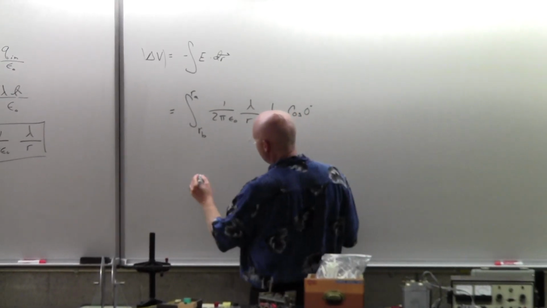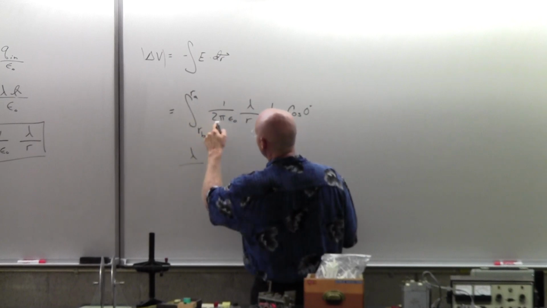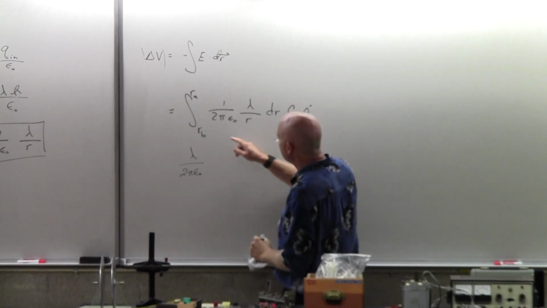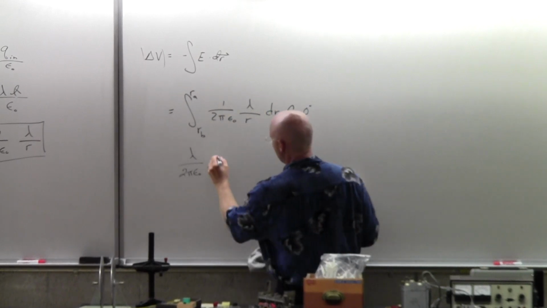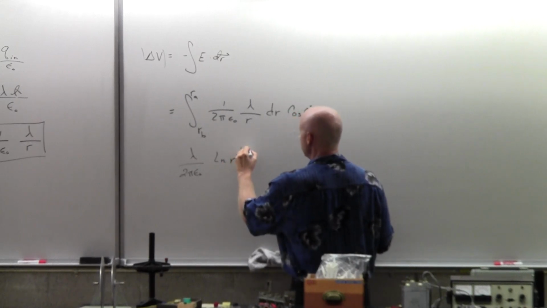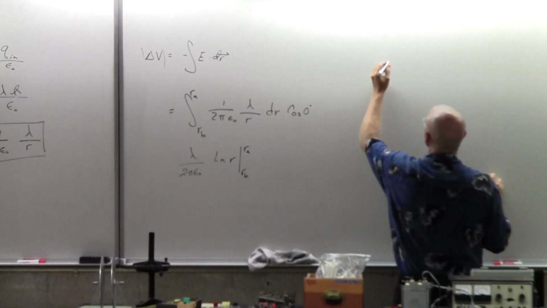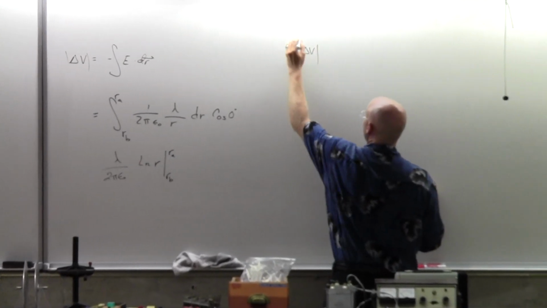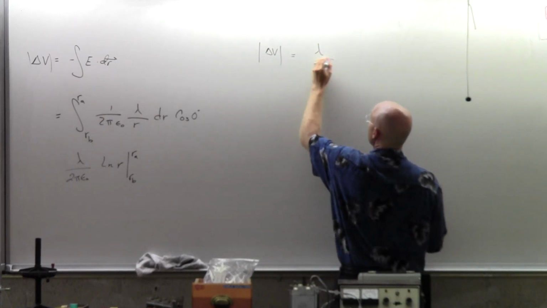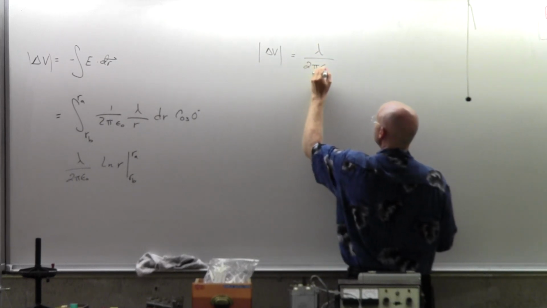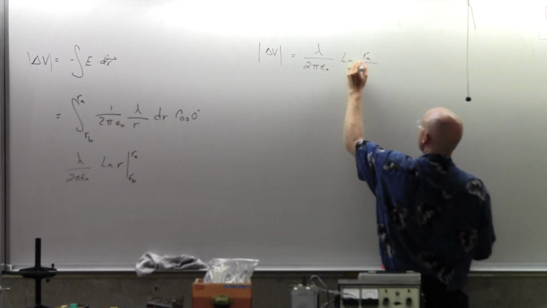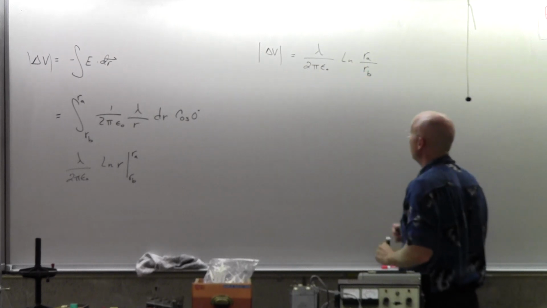And fortunately, it's not a hard integral to do. I get a lambda that I can pull out in front. I get the 2 pi epsilon naught, I can pull that out in front. And then I get the integral of 1 over r dr, which becomes the natural log of r, evaluated from rb to ra. And so my delta V, at least the magnitude, would be lambda over 2 pi epsilon naught ln of ra over rb.